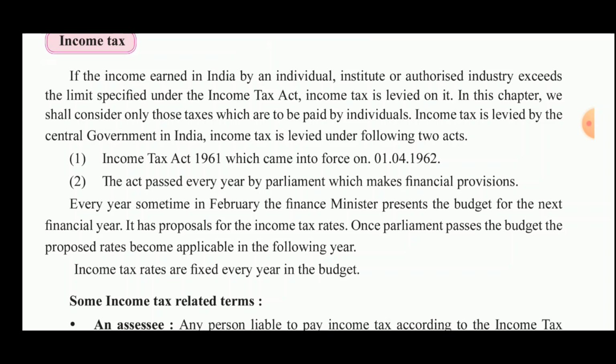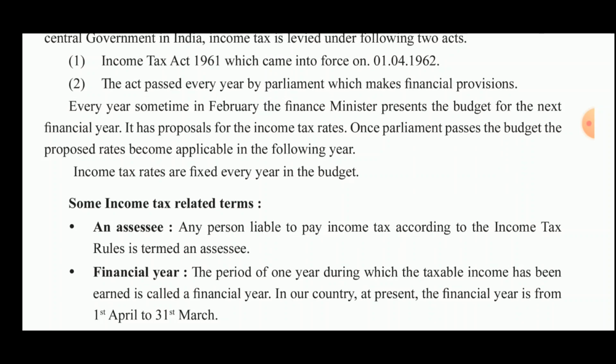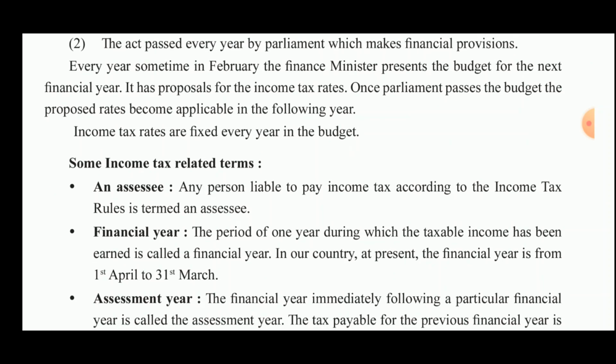Income tax is levied under the following two acts. The Income Tax Act 1961, which came into force on 1st April 1962. And the Finance Act, passed every year by Parliament, which makes financial provisions. Every year, sometime in February, the Finance Minister presents a budget for the next financial year. It has proposals for the income tax rates. Once Parliament passes the budget, the proposed rate becomes applicable in the following year. Now, income tax rates are fixed every year in the budget.